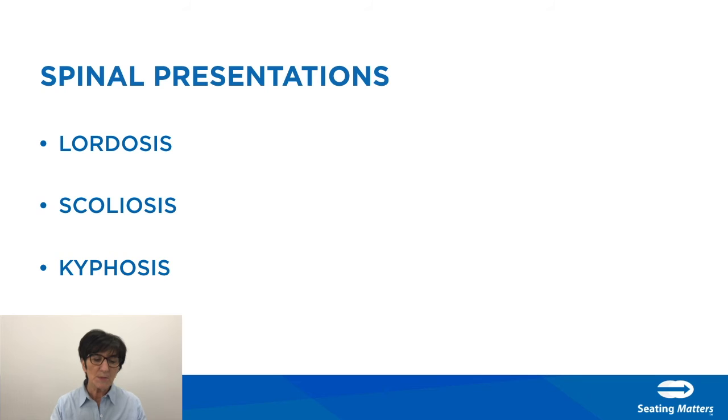Now I'm going to finish this part of the presentation with 4 more slides, and we're going to look at spinal presentations. And the most important thing from these slides is when we look at lordosis, kyphosis and scoliosis, we need to establish, is the person fixed in this posture or is this posture correctable? Because that's going to make a huge difference to how we set the chair up.